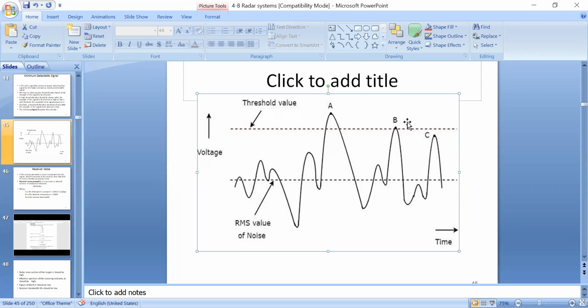But B is not actually a target. Assume like that, B is not a target. This is a noise signal. This has a signal power equal to the threshold power level. So it reaches the threshold level. It is identified as a target.